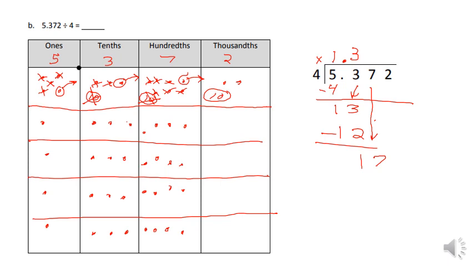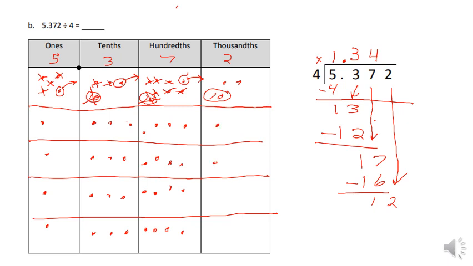Well, we know 4 goes into 17 4 times, because 4 times 4 is 16, and we had 1 left over. We bring down our next digit, which shows we have 12 thousandths, and that's exactly what we ended up with up here. Now we're going to divvy up the 12 thousandths.